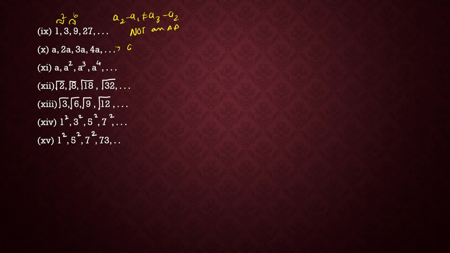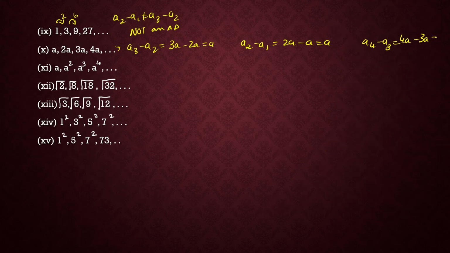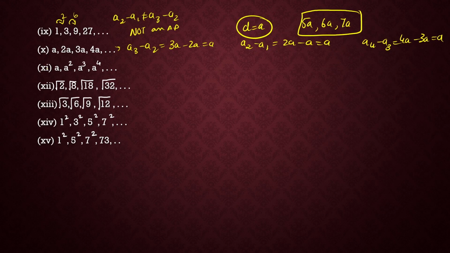Here you can find a3 minus a2 is equal to 3a minus 2a, that is equal to a. a2 minus a1 was also equal to 2a minus a, that was equal to a, and a4 minus a3 is also equal to 4a minus 3a, that is equal to a. So the common difference is the same, equal to a. Now what about the next terms? 4a plus a is 5a, plus a is 6a, and 7a. These were your next terms. Now again this is also your homework. You can just find the common difference is not the same.